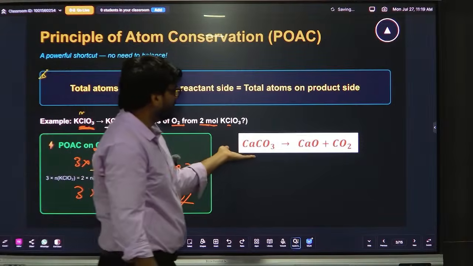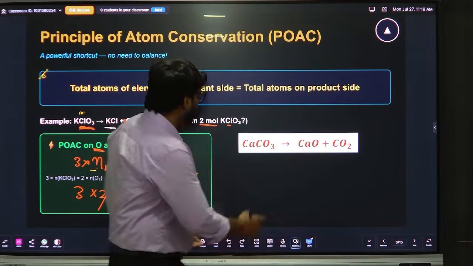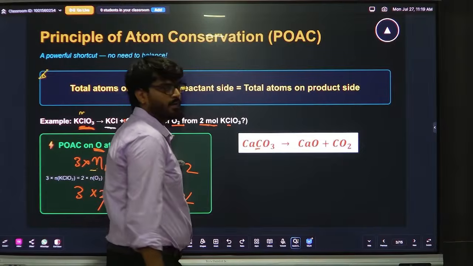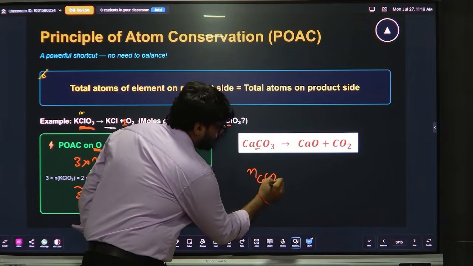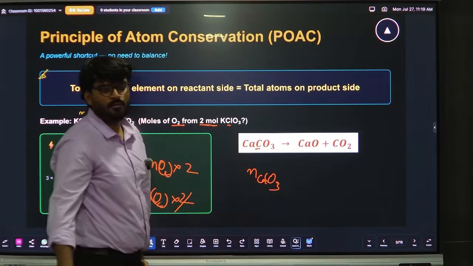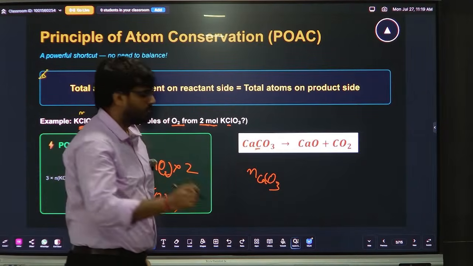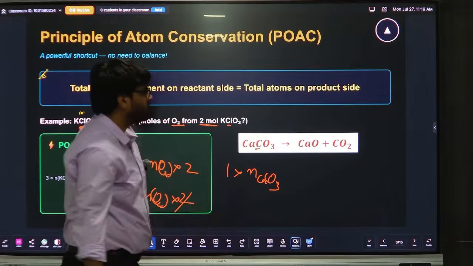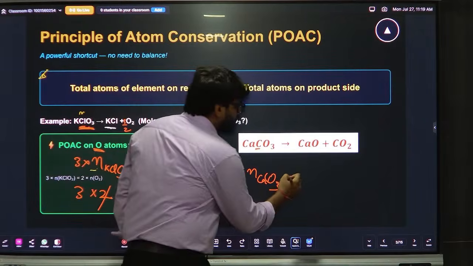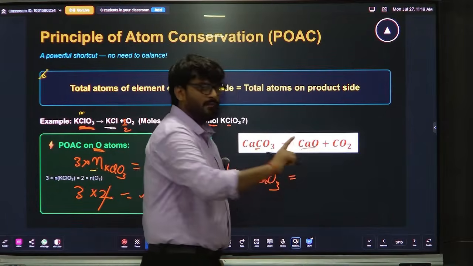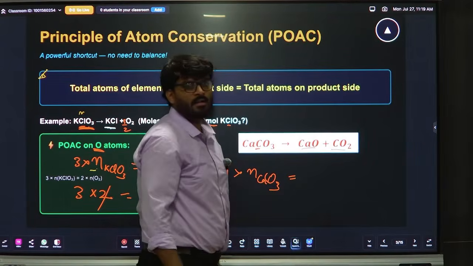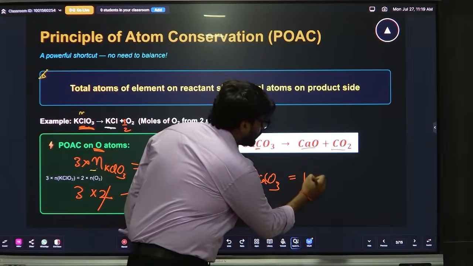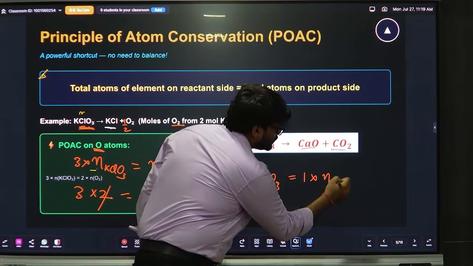For example, here calcium carbonate and calcium oxide. Let's say I have to balance carbon atoms. The number of moles of CaCO3 is my reactant. How many carbon atoms do I have in the reactant? 1. So 1 into n of CaCO3 is equal to, now this does not have any carbon, so I will not consider it. This has carbon. How many carbons does it have? 1. So 1 into the number of moles of CO2.